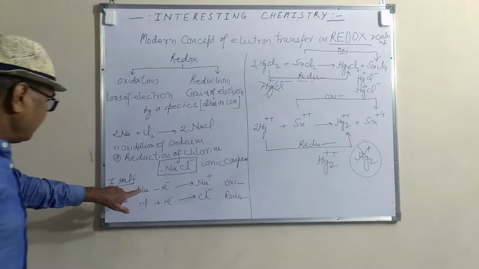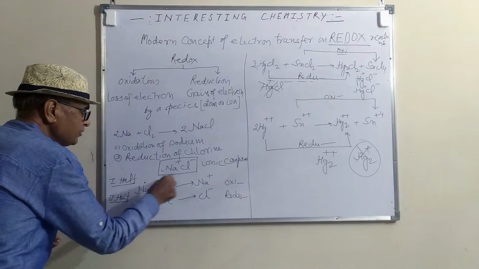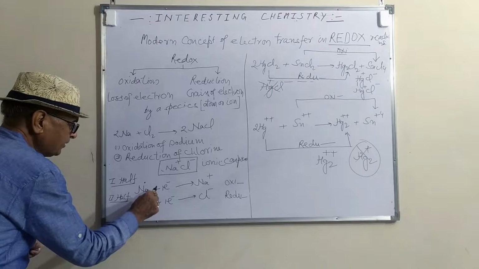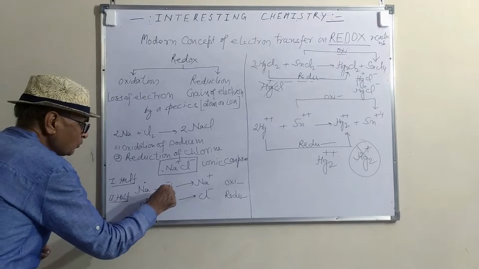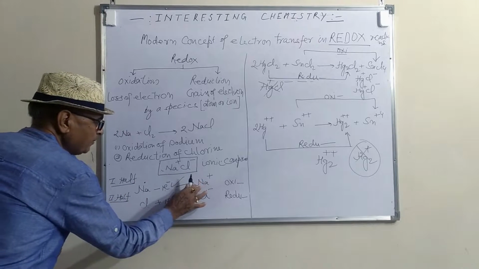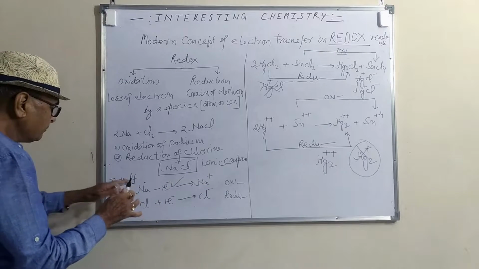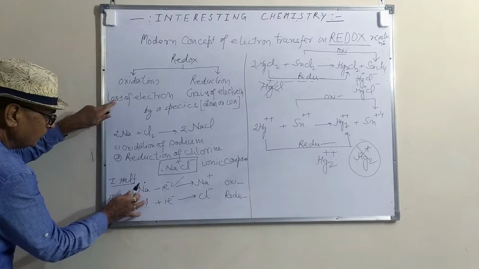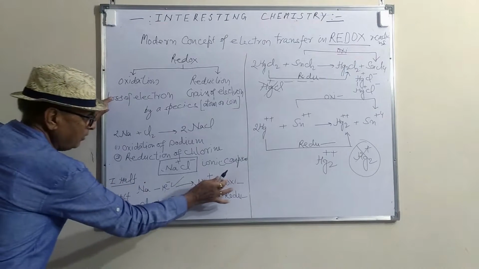Sodium atom is neutral and it is changed into Na positive. It can only be possible with the donation or loss of an electron. So when one electron is lost by sodium, it changes into Na positive. Sodium lost one electron, so it is the loss of electron. Loss of electron is called oxidation.